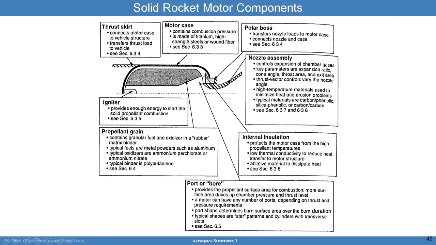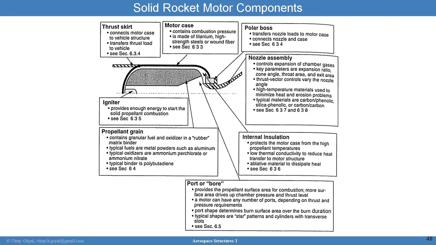Here you have the internal insulation, and that internal insulation protects the motor case from high propellant temperatures. Typically, these internal insulation materials tend to be of low thermal conductivity for a reason. It also reduces heat transfer to the motor structure, and you also have an ablative material sometimes that's used to dissipate heat. The nozzles typically also have an ablative material.